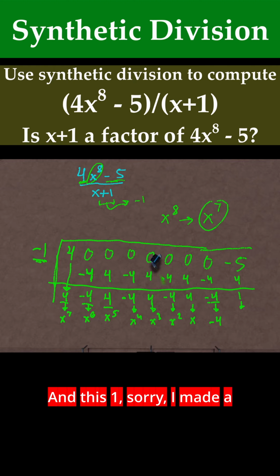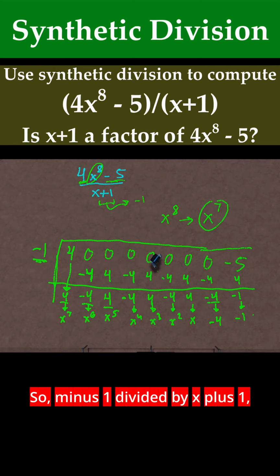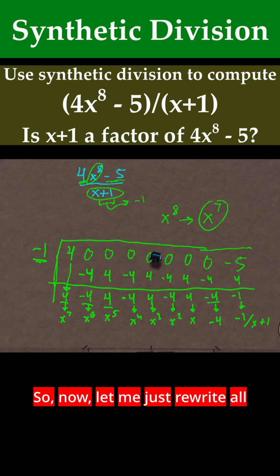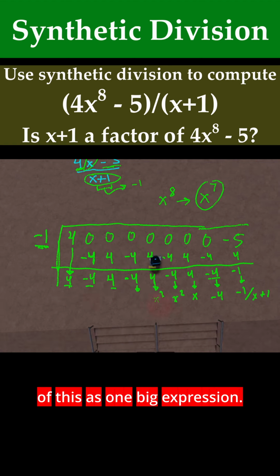And this 1, sorry, I made a mistake. This should be a minus 1 actually. This minus 1 is the remainder. So minus 1 divided by x plus 1, since that was the denominator in the initial problem. So now let me just rewrite all of this as one big expression.